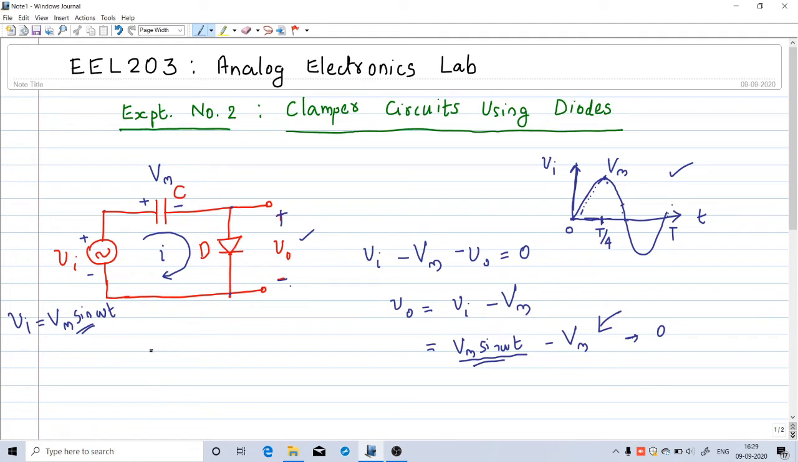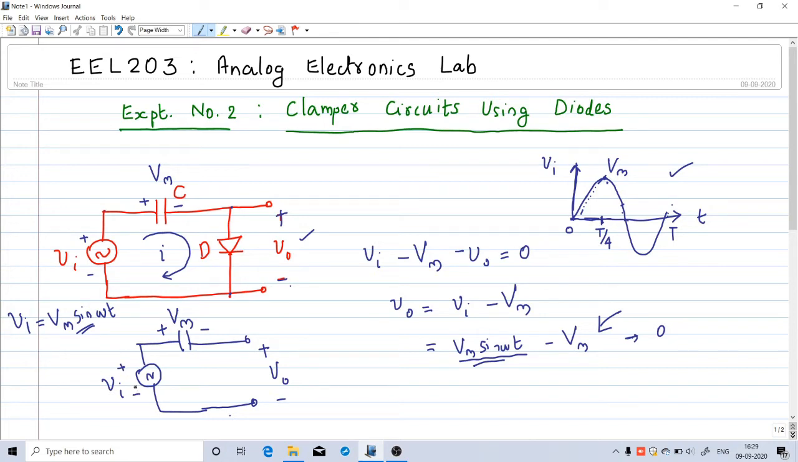So the circuit reduces to this. This is our Vi, and this capacitance is charged to Vm. The voltage across the capacitor will not change. It is Vm because there is no path for the capacitor to discharge. So it will hold that voltage Vm. So now what is the output voltage? Now two sources are in series.